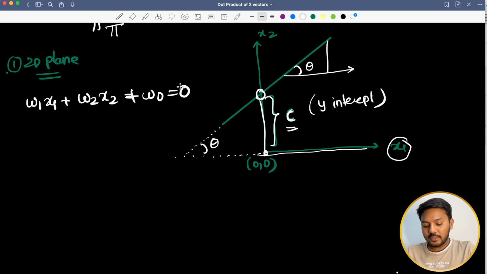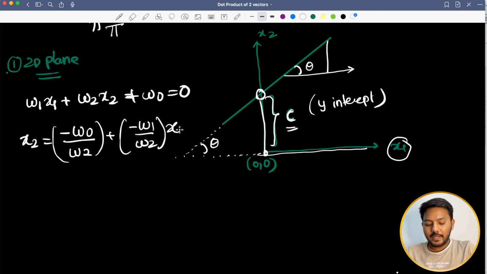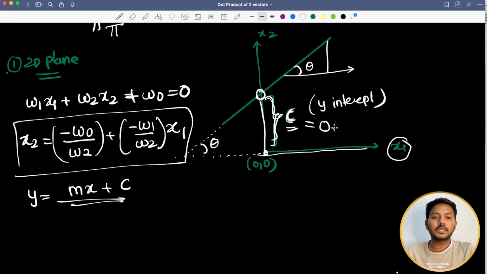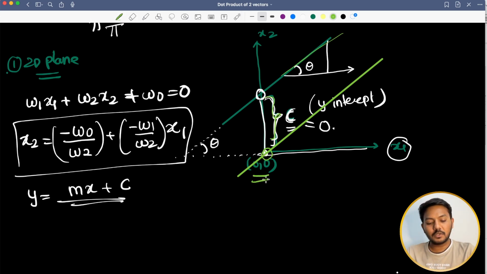And what we have, the equation w1 x1 plus w2 x2 plus w naught equal to 0. Clear? So this would be converted as x2 equal to minus w naught by w2 plus minus w1 by w2 into x1. Hopefully that is clear. So this is a representation of y equal to mx plus c. Clear? And here, what if my length of c is equal to 0? So if my length of c equals 0, the same line would pass through the origin. Clear? Because this is 0, that means the distance of my y-intercept from the origin is 0. That means the line should pass through origin.